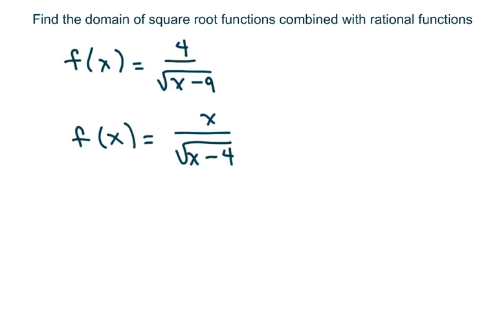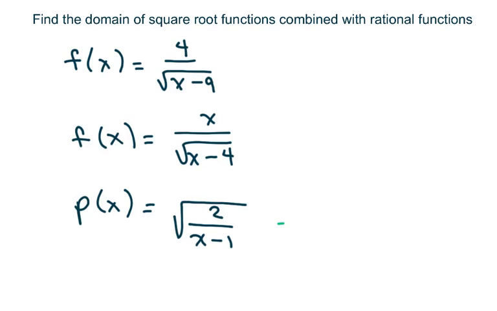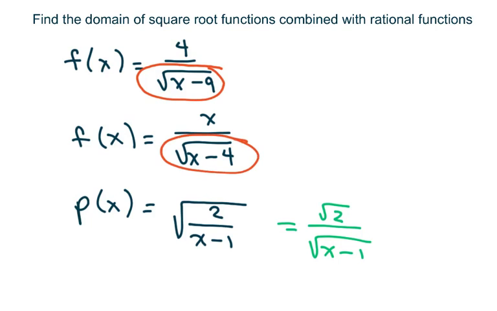And the last one we have is p of x equals the square root of 2 over x minus 1. Before we get started, I'm going to write this as square root of 2 over square root of x minus 1. Now, all we have to do is deal with our denominators here. So we want it to be all real numbers, but we're going to have some restrictions here.